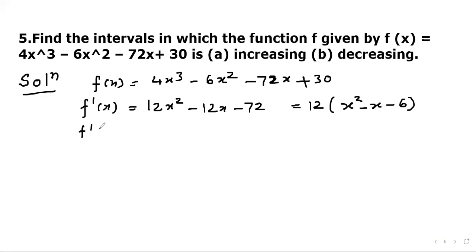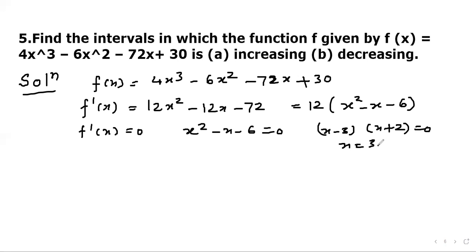We put f dash x equals 0, that is x squared minus x minus 6 equal to 0. And this will give x minus 3 into x plus 2 equal to 0, from where x equals 3 and minus 2. So we draw a number line here. Minus infinity to minus 2, then minus 2 to 3, and then 3 to infinity. So there are three intervals. In these intervals, we have to find the sign of f dash x. So we can make a table.